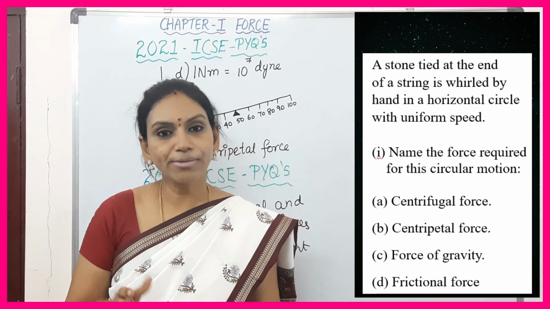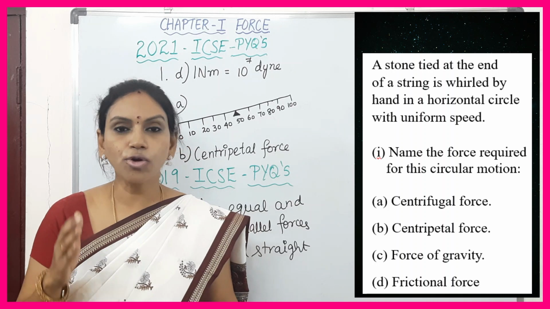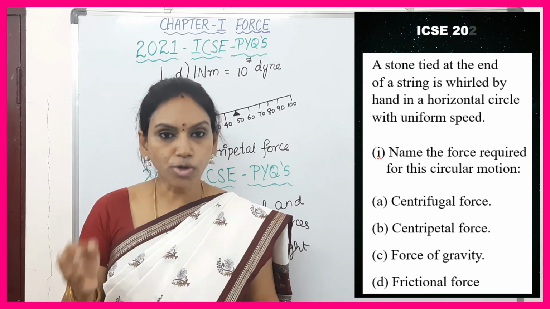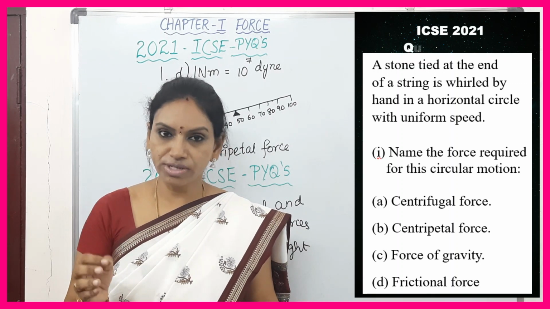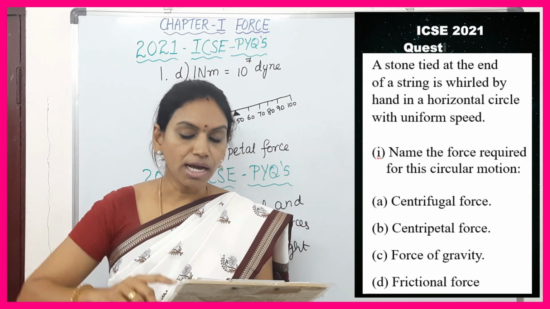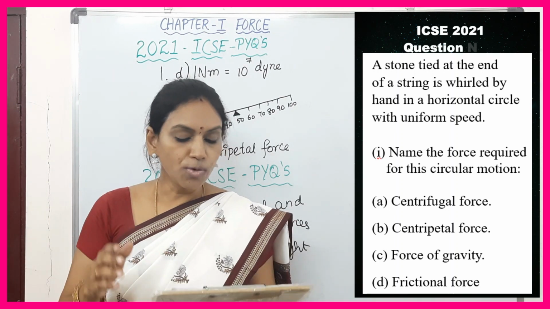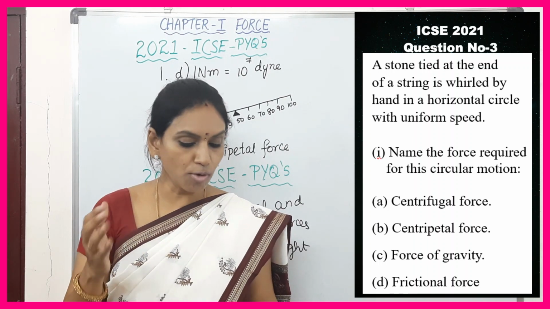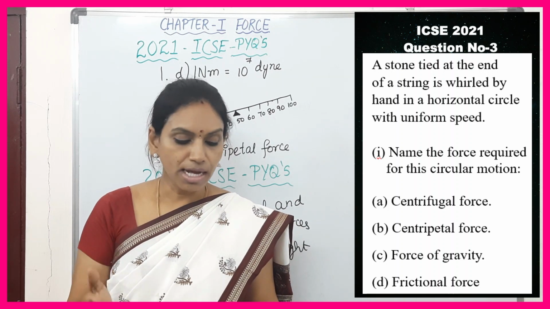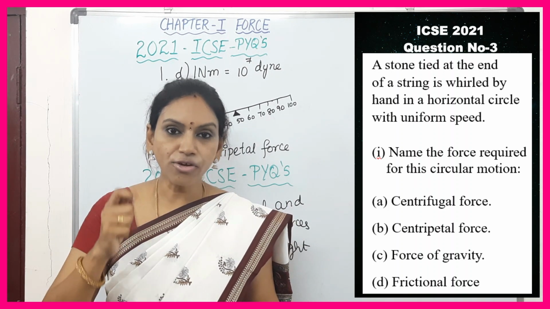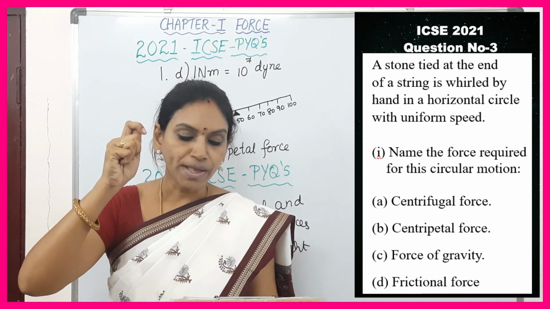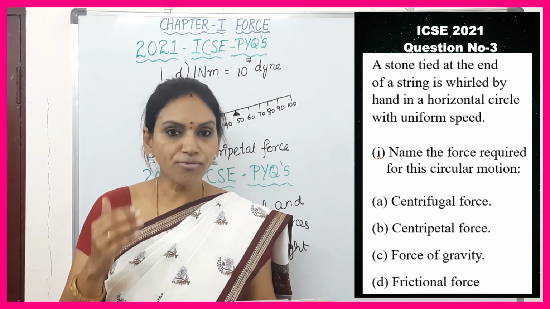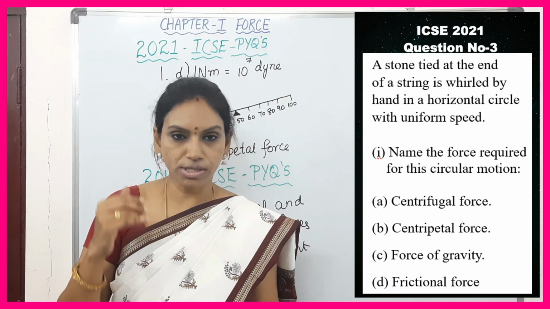Next, third question. Let me read out the question for you. This question also carries 1 mark. They have asked in section 1. A stone tied at end of the string is whirled by hand in a horizontal circle with uniform speed. Name the force required for this circular motion. I'll read out the question again. A stone tied at the end of the string is whirled by hand in a horizontal circle with uniform speed. Name the force required for this circular motion.